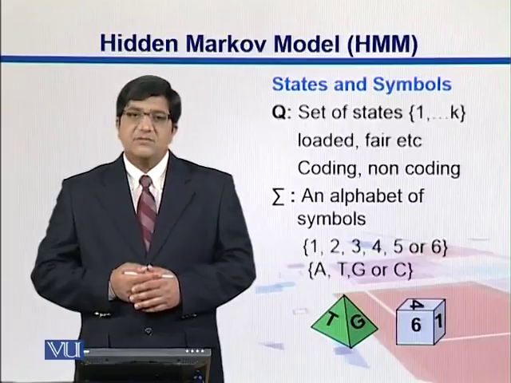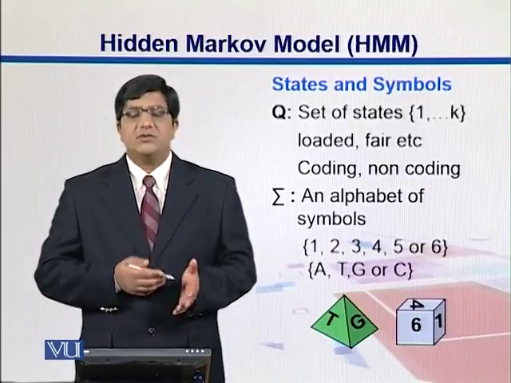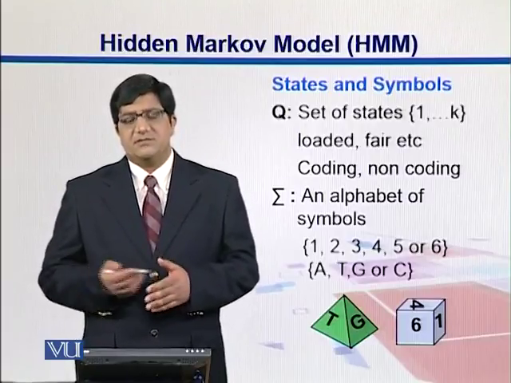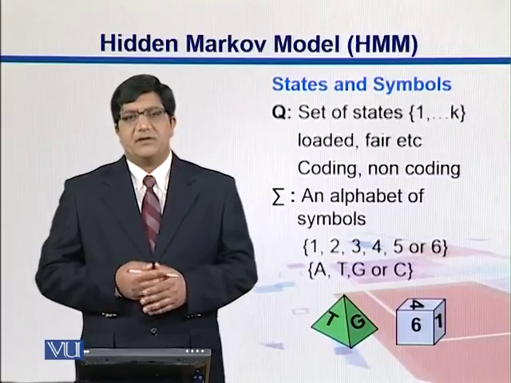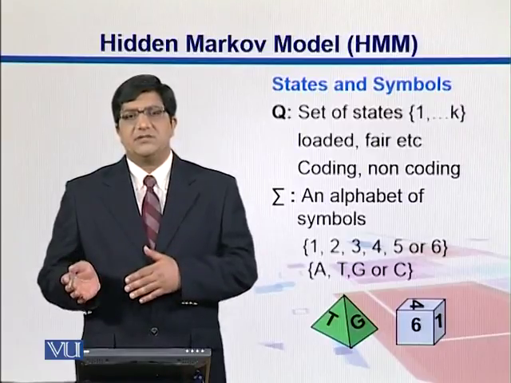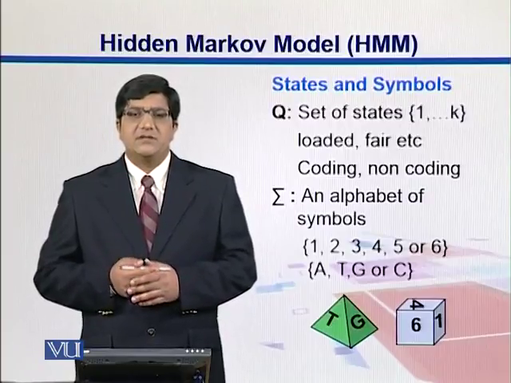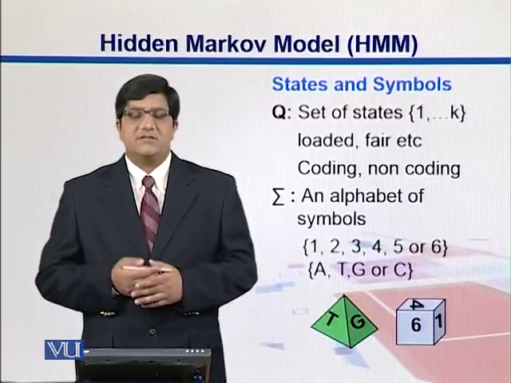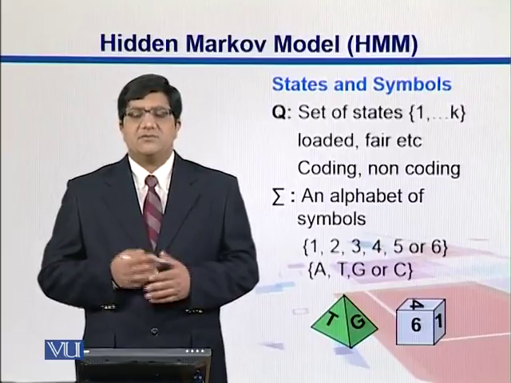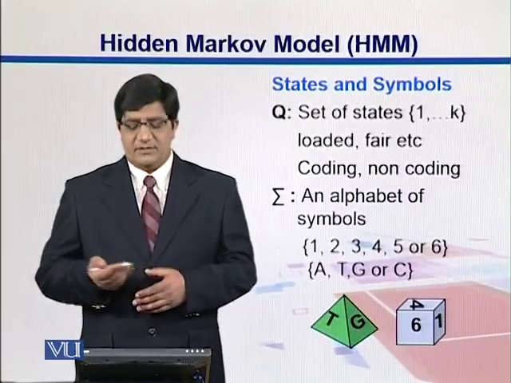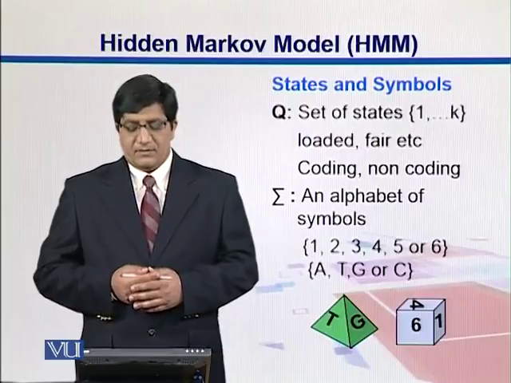So as I said, Q is the set of states. You can have one through many states. So for example, you can have coding genes versus non-coding gene models. In that case, you have two states. Head and tail, again two states. A fair and loaded die, these are again two states. And sometimes you have more than two, up to n number of states.